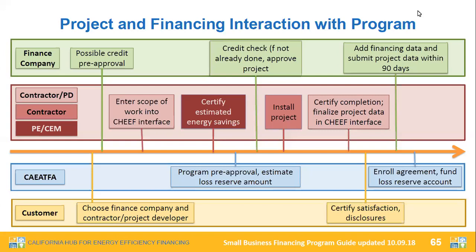Then the lender will add the financing data and submit the project data to us within 90 days. At that point, it's up to CAEATFA, and then we enroll the agreement and fund the loss reserve account for the lender.